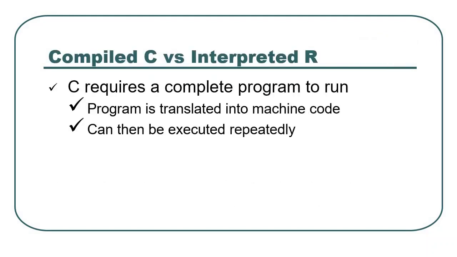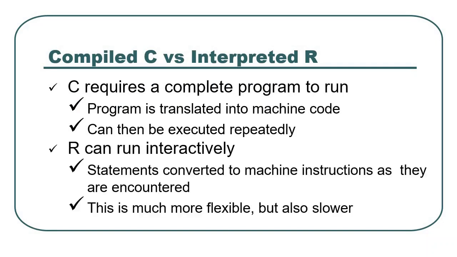How does compiled C compare with interpreted R? C requires a complete program to run. The program is translated into machine code, which can then be executed repeatedly. R can run interactively. Statements are converted to machine instructions as they are encountered. So this is much more flexible but also slower.